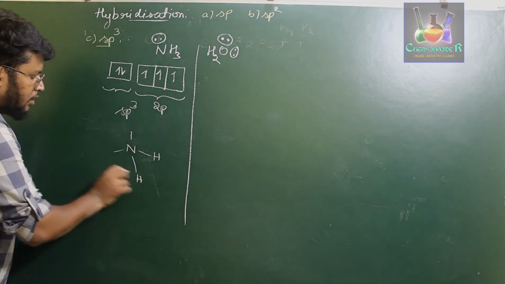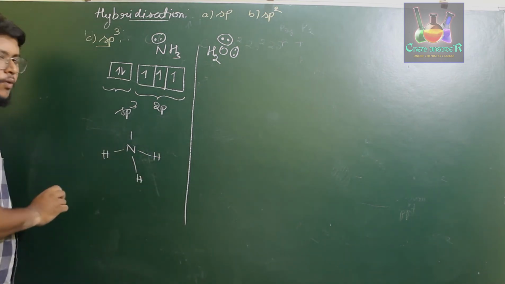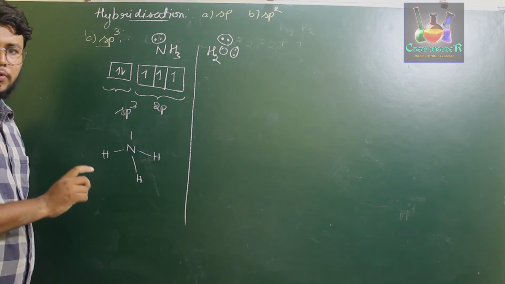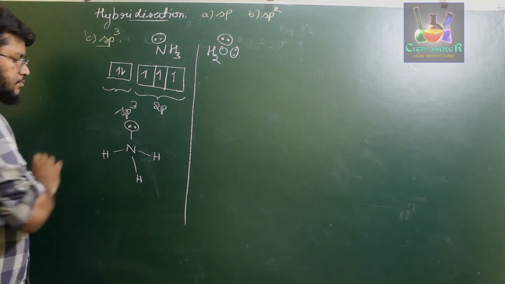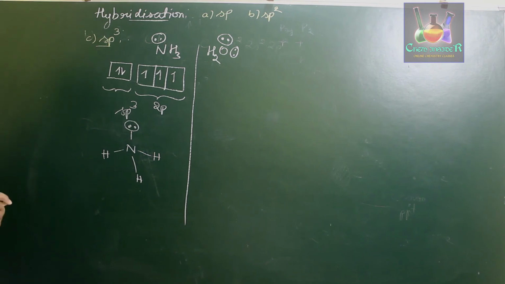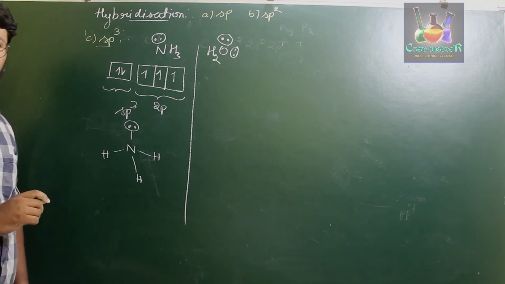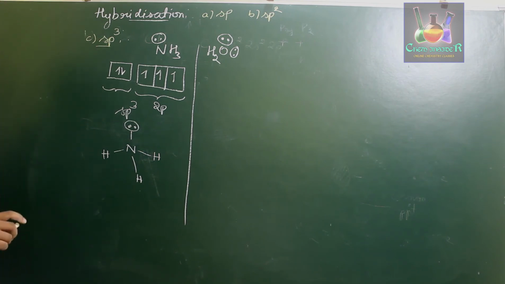Ammonia should be forming tetrahedral geometry where one of the tetrahedral positions is occupied by the lone pair of electrons.